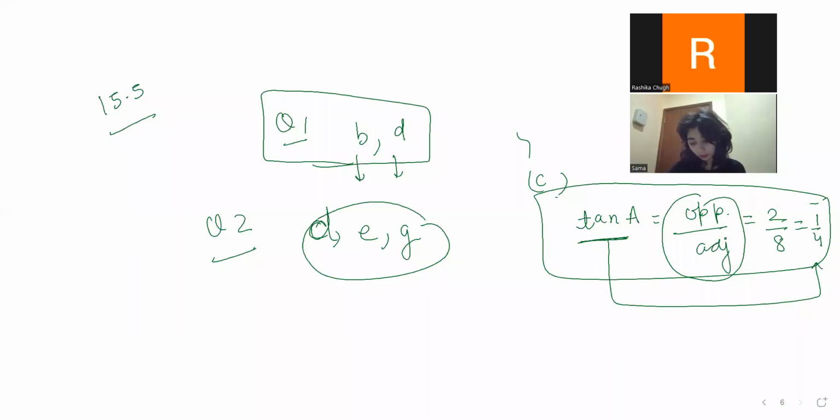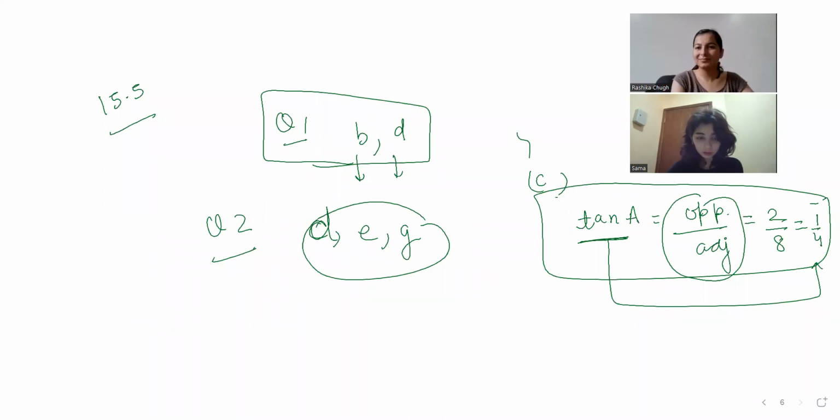For E, tan. For D, it would be 1.5. And for E, it would be N over M for tan Z. And then for tan Y, it would be M over N. And for G, it would be P squared. E is correct, G is correct.